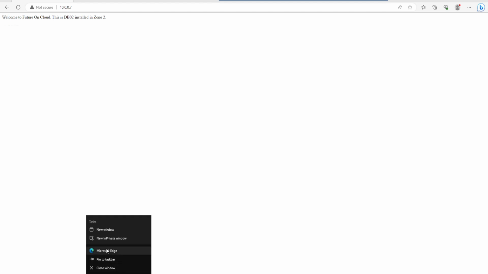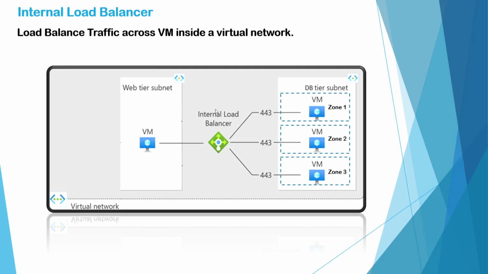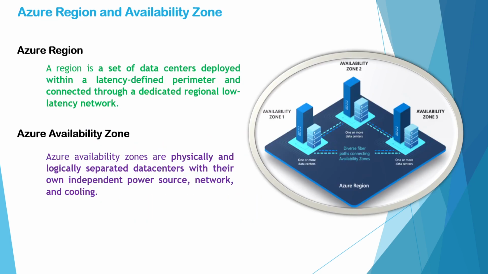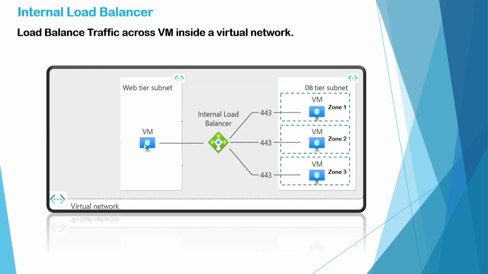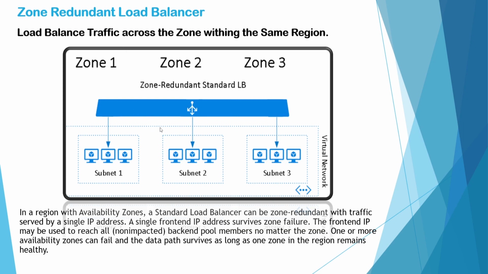So let me try it in incognito mode. Let's see which VM it takes us to. Still it is on zone 2. So if I try after 4 minutes, then it will route our traffic maybe to DB01 or DB03. So in the meanwhile, I'll create two more virtual machines in this web tier subnet in order to show you the regional zone redundant load balancer.